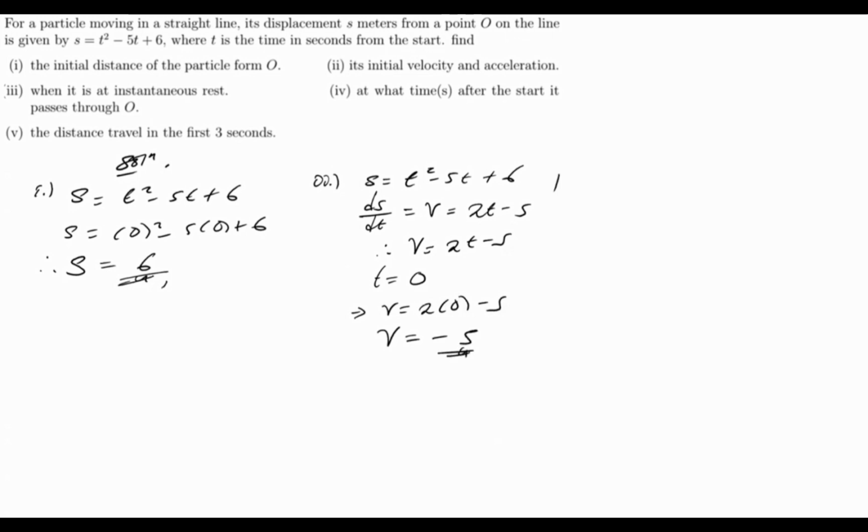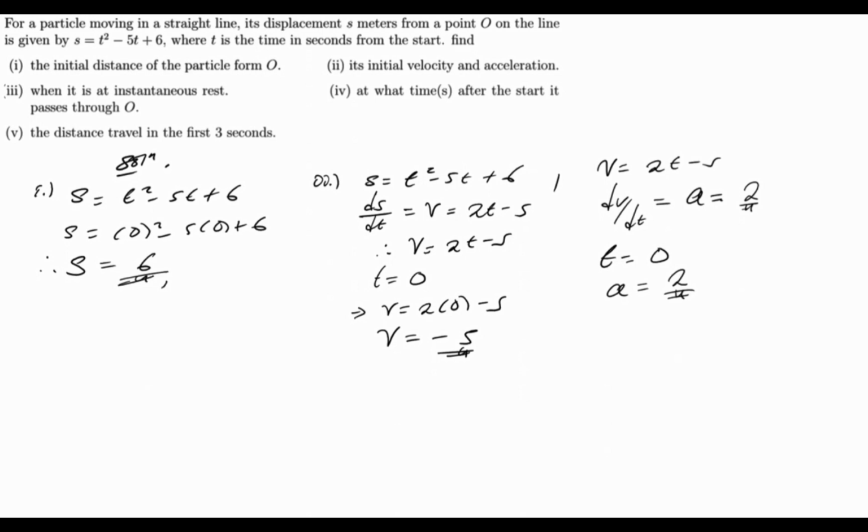For the acceleration, since we have the function of v in terms of t as 2t minus 5, I can differentiate this function with respect to time, and the change in velocity over a period of time is what we call the acceleration, and it is equivalent to 2. Even if I had to say that at time equal to 0, what would be my acceleration? It will still be 2.